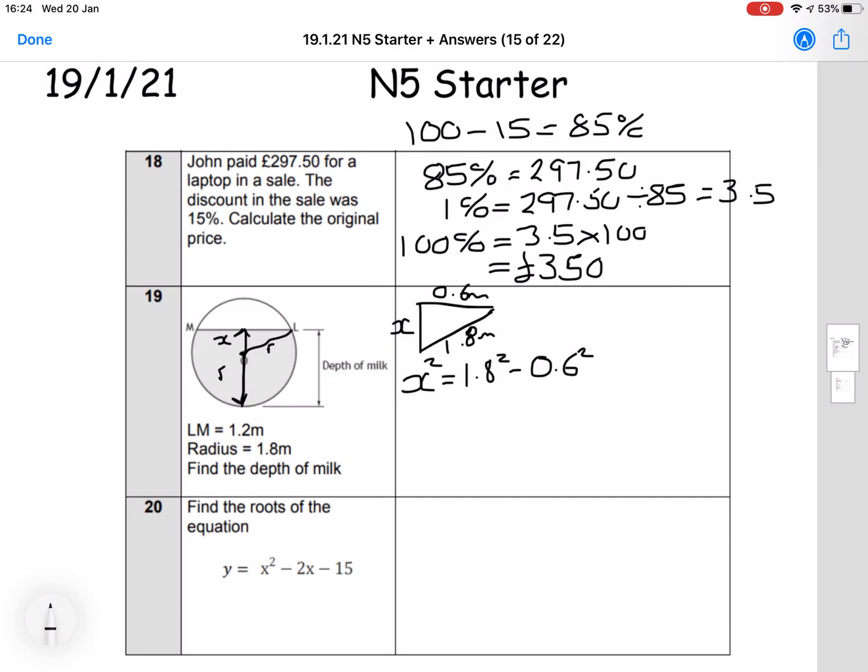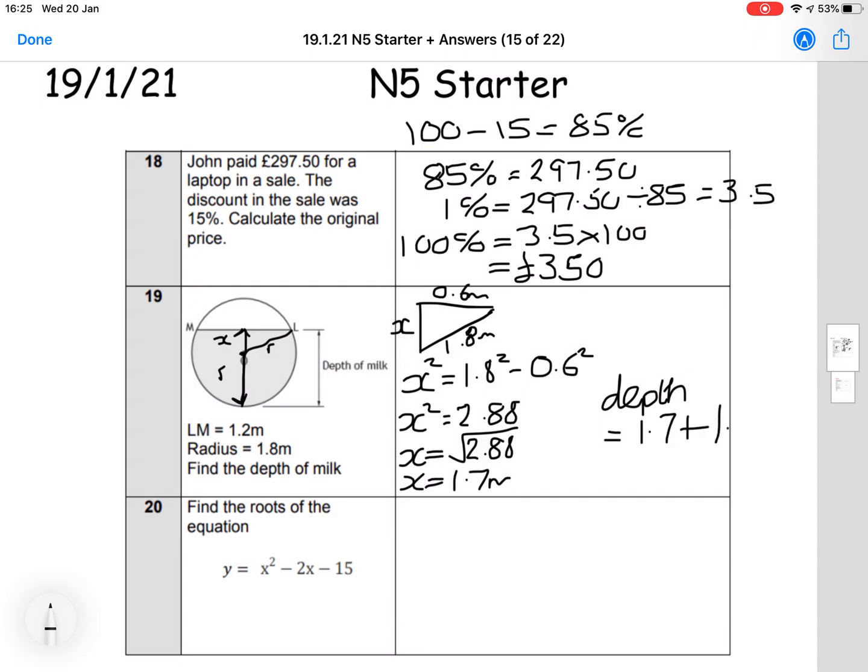So if we do that, we end up with X squared equals 2.88. I just pop that in the calculator. And then to get X, we're going to square root 2.88. So if we square root our answer, we get 1.7 metres. So your depth, we have 1.7 metres plus another radius, so plus the 1.8 metres. Okay, and that's going to give you a final answer of 3.5 metres.